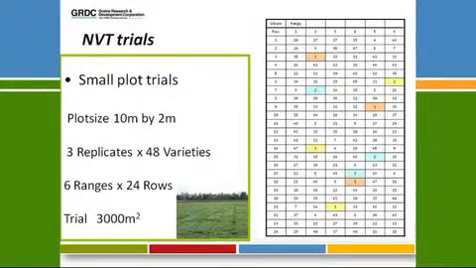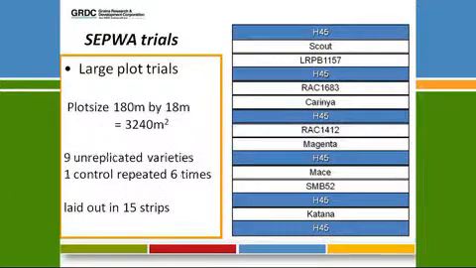This is what the NVT trials look like. So they have 6 ranges by 20-something rows. They're small plots, and I've just coloured the replicated things. So it's standard sort of stuff, white peg agronomy if you like. The plot size is 10 metres by 2 metres, and the whole trial is less than 300 square metres. Small plots.